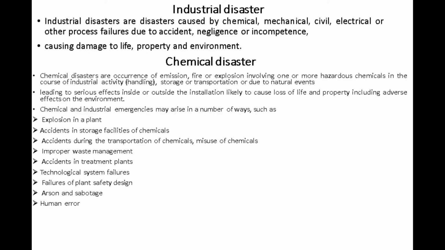So, an industrial disaster is caused due to some chemical, mechanical, civil, electrical, or any other failures or accidents because of some negligence that lead to damage to life, property and environment. And chemical disasters are caused due to the occurrence of emissions, fire, explosions, etc. This chemical disaster may happen because of a failure in plant safety or accidents in the treatment plants and even because of human error.